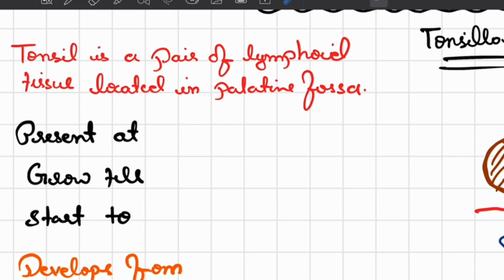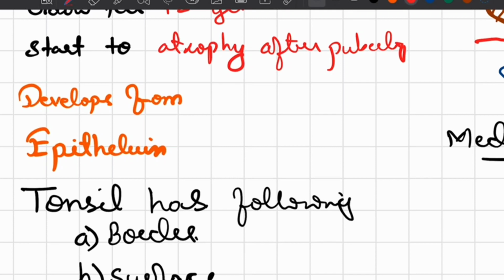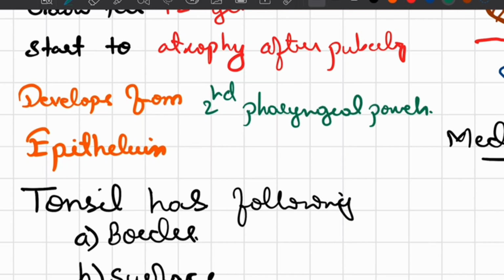It is present since birth, grows till 12 years, and starts to atrophy after puberty. It develops from the second pharyngeal pouch. The epithelium is stratified squamous epithelium.